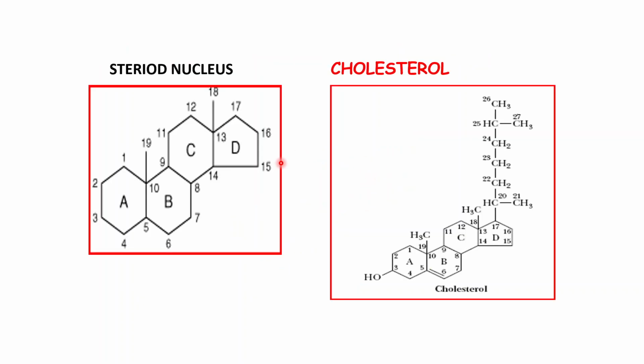Now how you will make this structure? So you have to be very particular regarding the numbering also. You cannot number on your own. You have to start from here 1 2 3 4 5 and so on. So in this way 10 11 12, and this is the steroid nucleus. It has this 19 carbons and a side chain.